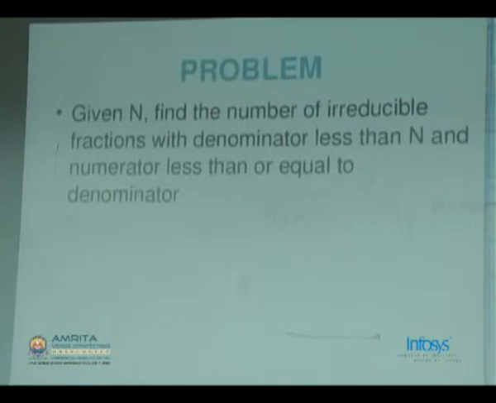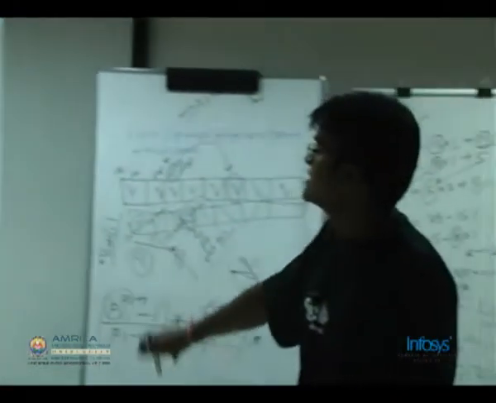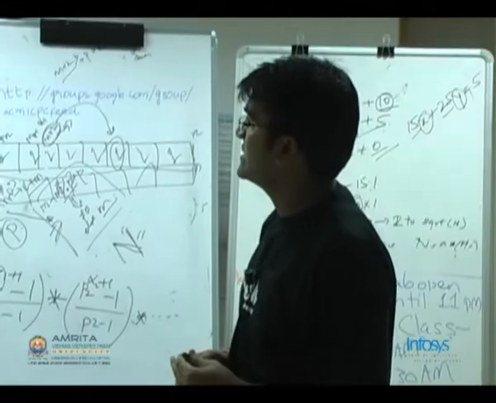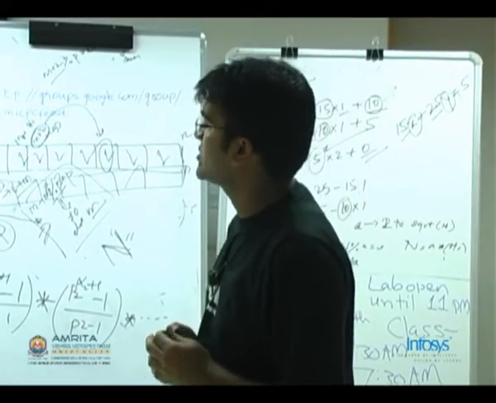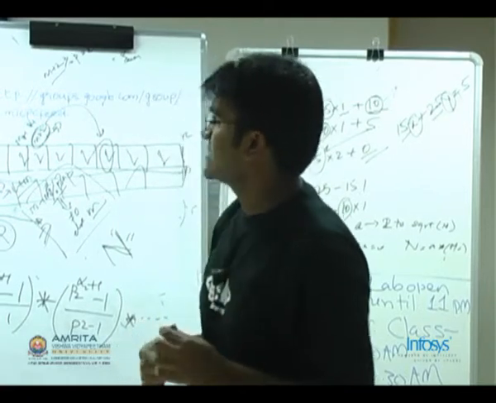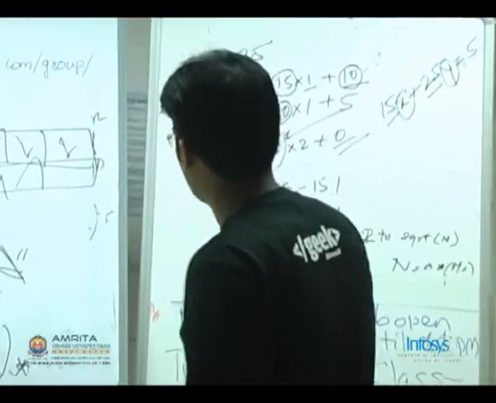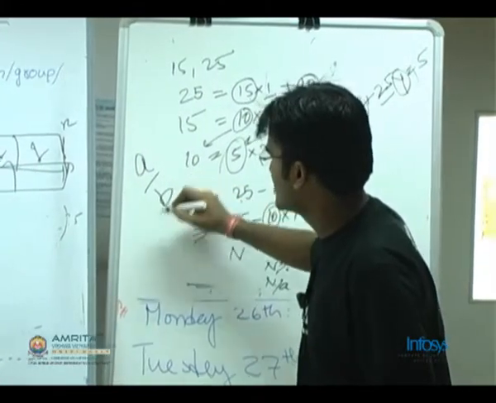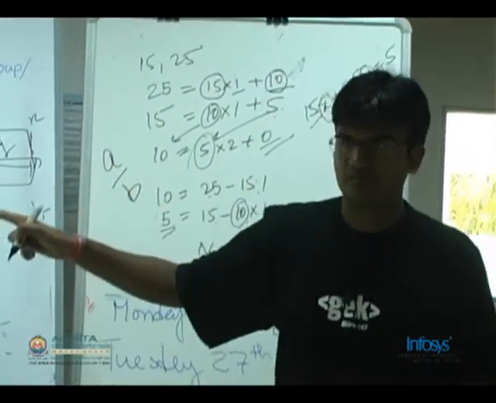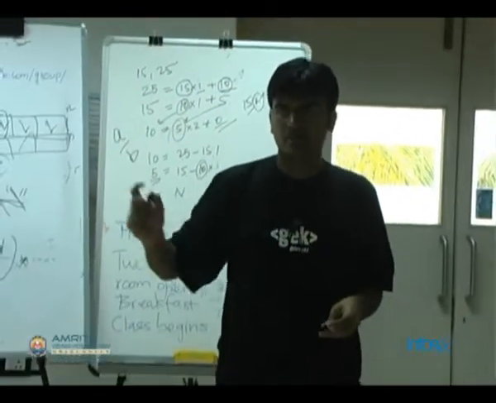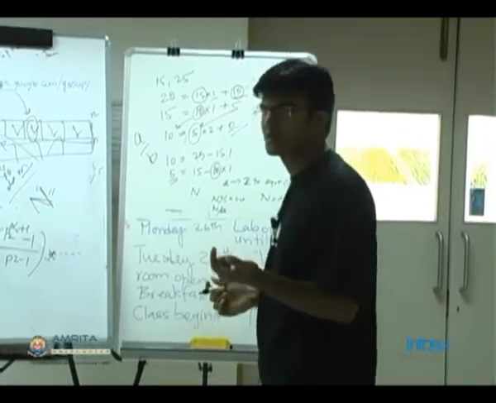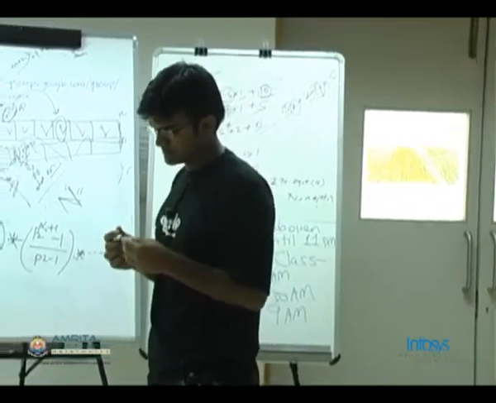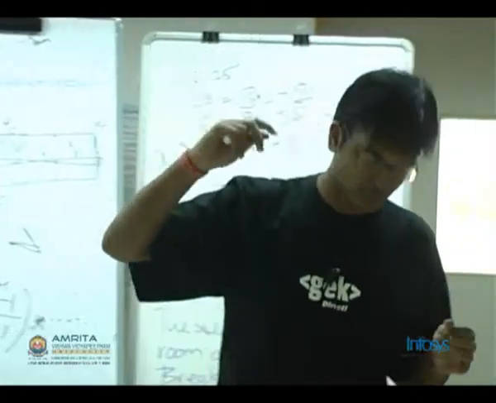I'll just read this problem out for you. Given n, you have to find the number of irreducible fractions with denominators less than n and numerator less than or equal to denominator. What are irreducible fractions? Fractions of the form a by b, where GCD of a comma b is 1. So for example, 1 by 3 or 2 by 3, they both are irreducible fractions, while 2 by 4 is not. Assume that n is equal to 10 power 6 here.